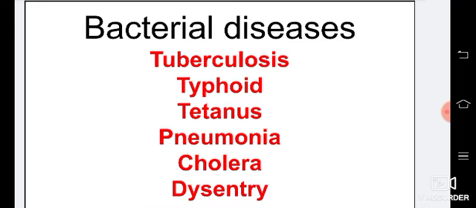Many bacteria are useful to us, but some bacteria cause diseases. Diseases like tuberculosis, typhoid, tetanus, pneumonia, cholera, and dysentery are all caused by bacteria. Have you all understood, children? You all know that bacteria is a unicellular organism, right? And these bacteria cause some diseases. But we have some useful bacteria in our gut, in our intestines. They live in our intestines, and they are useful to us. But some bacteria like staphylococcus cause diseases.